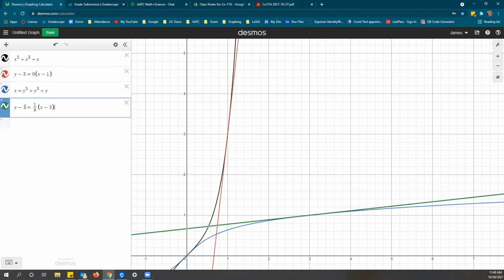But there it is. Look, at that point, the slope of the tangent line is definitely 1/9. So these inverse functions really do have reciprocal slopes at matching up points.